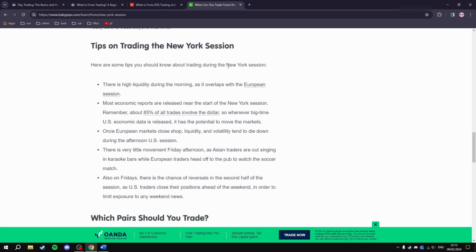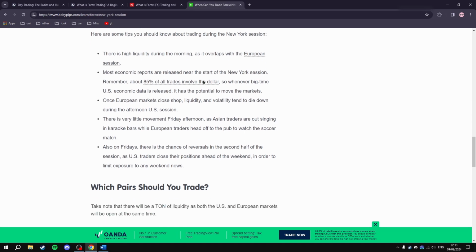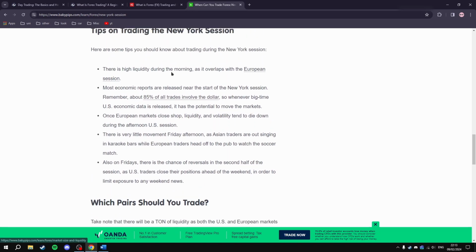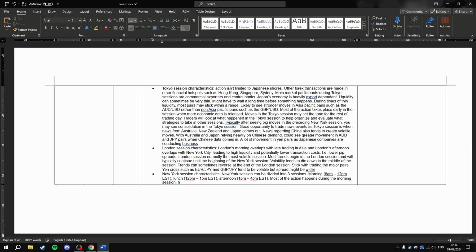Tips on trading the New York session. Here are some tips you should know about trading during the New York session. There is high liquidity during the morning as it overlaps with the European session.